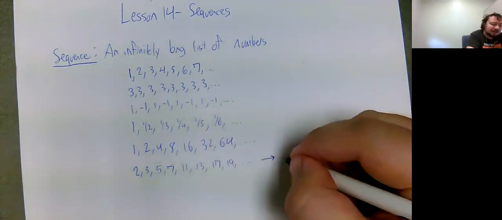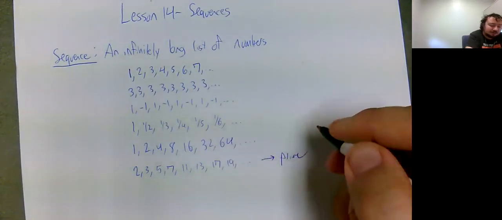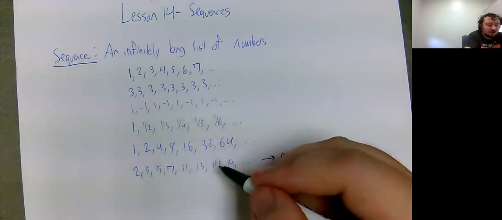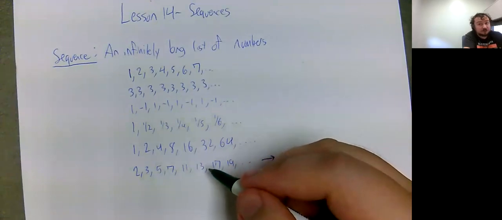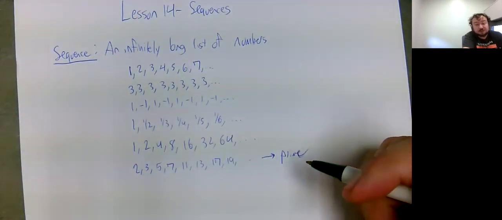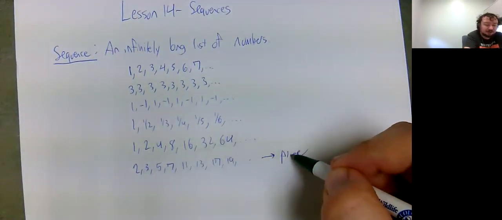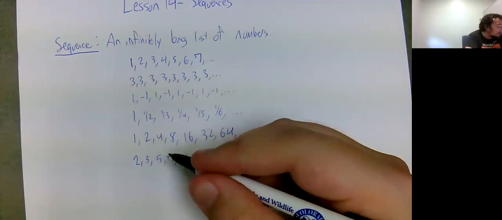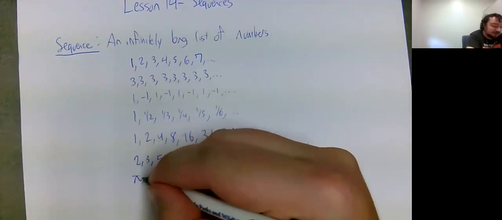It turns out that this is a list of prime numbers. And remember, a prime number is a number that's only divisible evenly by 1 and itself, as long as you're looking over the whole numbers. So this is a sequence of prime numbers here. And then finally, here's one more sequence I'll give you guys.